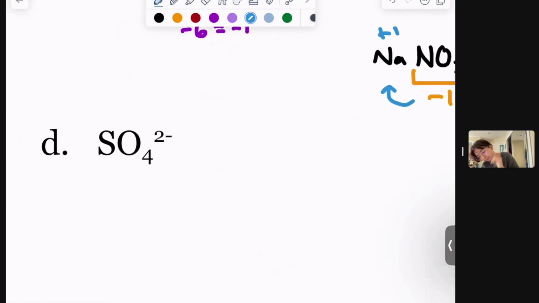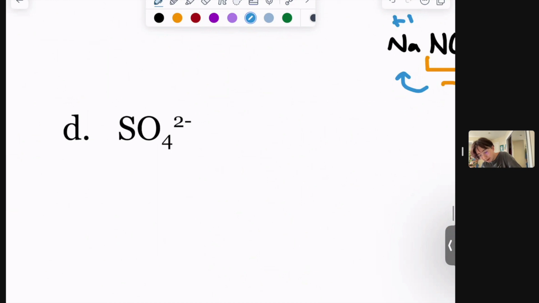Okie dokie. Now we've got a polyatomic ion on its own, -2, which means -6, and it has to equal -2, which means that this must be +6.